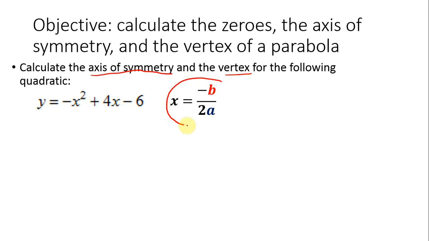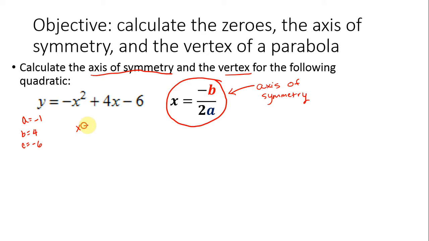And remember, this right here is the formula for axis of symmetry. All right, the first thing we need to do is label A, B, and C. So A here is -1, B is 4, and C is -6. I'm going to plug these values into this formula.